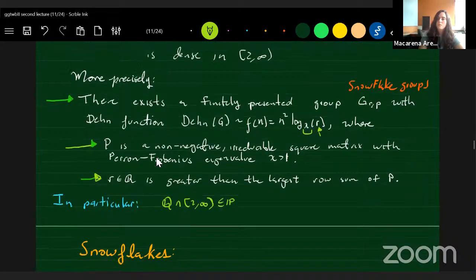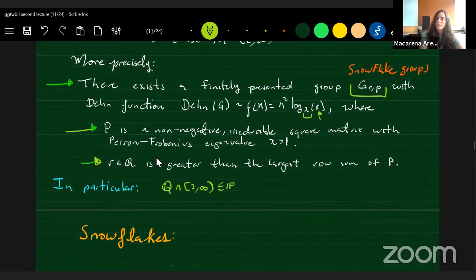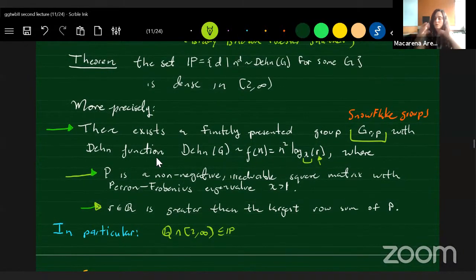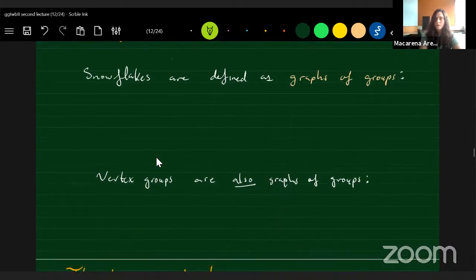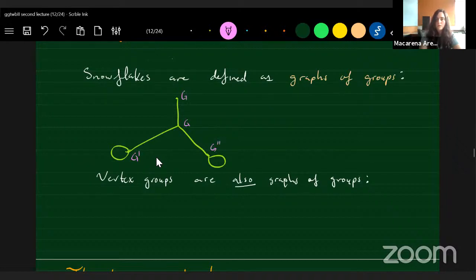These groups, the snowflake groups, are called snowflakes because when you look at certain diagrams inside of these groups, you see a fractal structure. And how do we build these groups? They are graphs of groups. So they are described by graphs, where these graphs have groups associated to each of the vertices and groups associated to each of the edges. And so on.